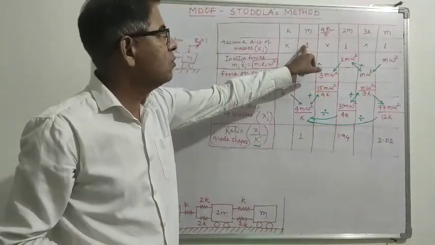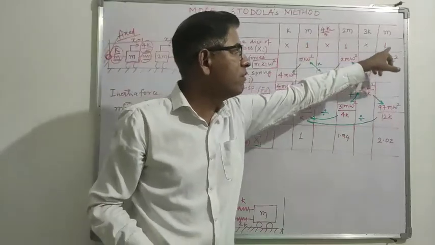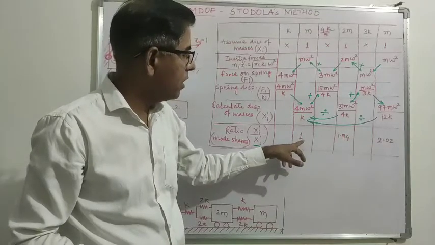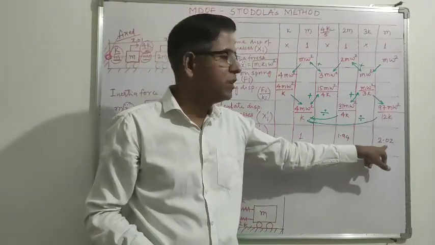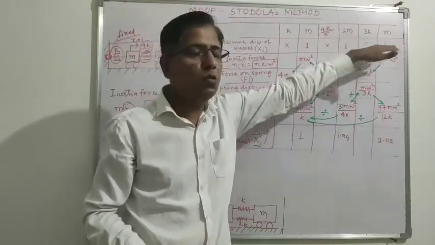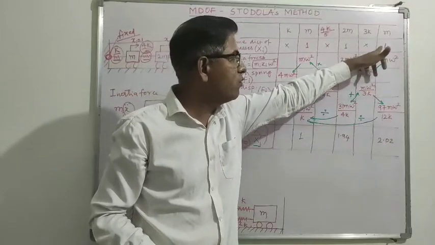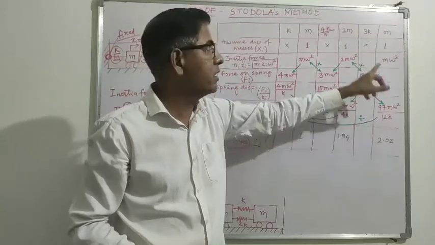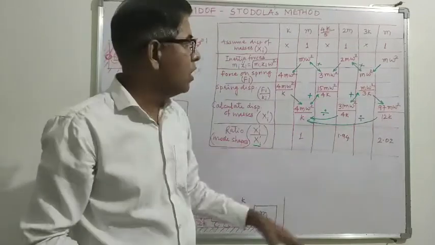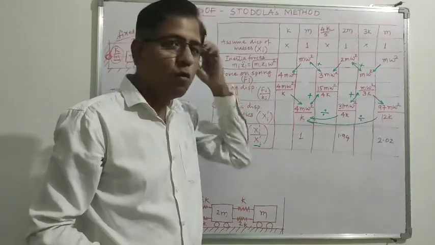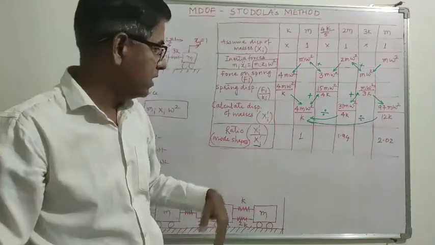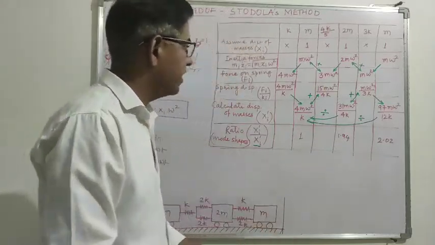Initially we assumed the displacement as 1, 1 and 1, and at the end of the first iteration we have obtained the values of 1, 1.94 and 2.02. If you compare these values with the corresponding assumed values, they are not matching. Here it is 1, here it is 2.02, it is not matching. Here it is 1, here it is 1.94, it is not matching. So in this case we need to go for the second iteration. Here the first iteration completes, then we move on to the second iteration.